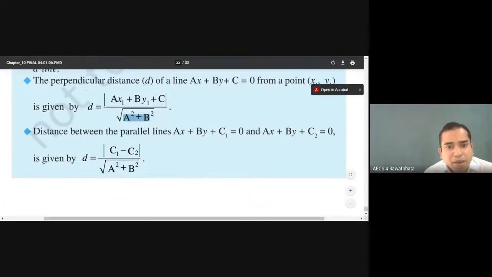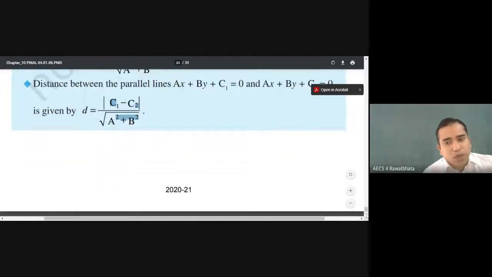If two lines are parallel, suppose ax plus by plus c1 equal to 0 and ax plus by plus c2 equal to 0, note that if they are parallel, their x and y multipliers will be the same, or maybe in the same ratio. Only the difference of constants will be there. Then the distance between parallel lines will remain constant, and the distance is given by the magnitude of c1 minus c2 whole upon root of a square plus b square.